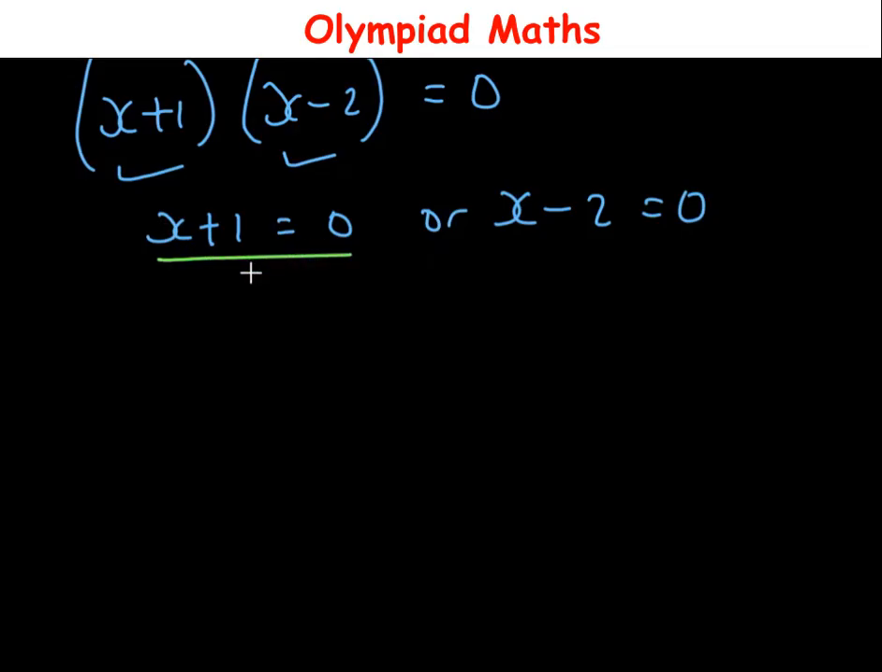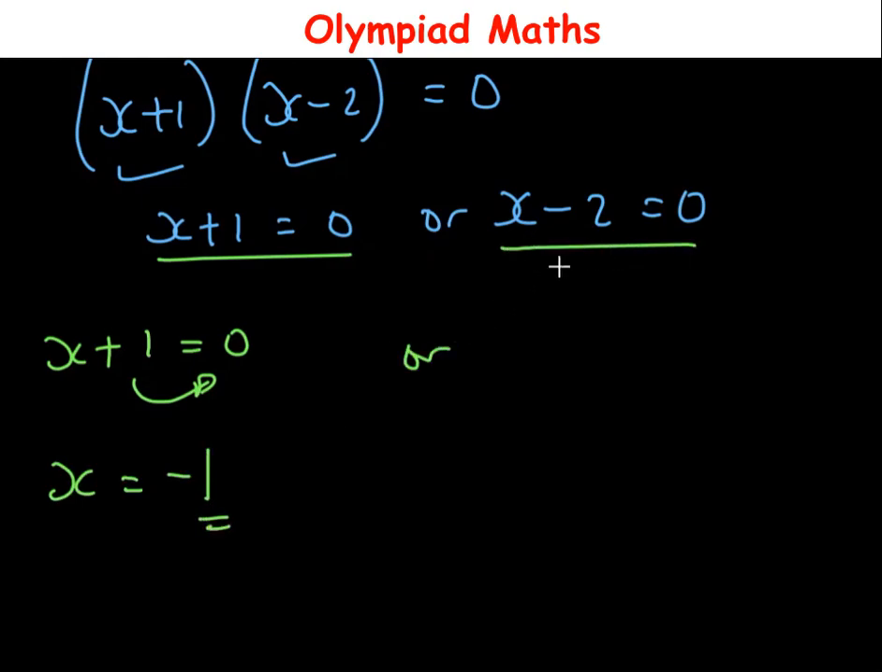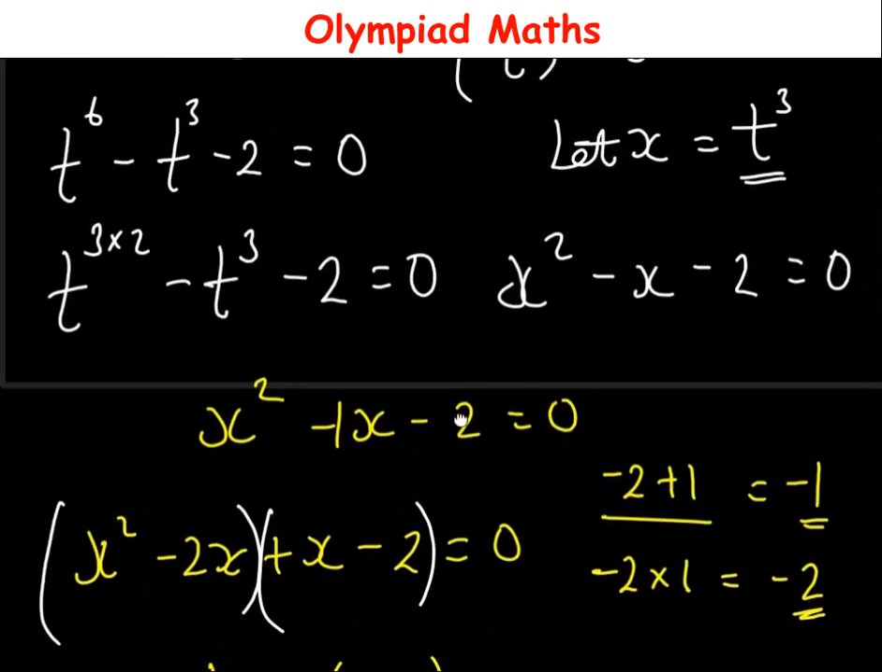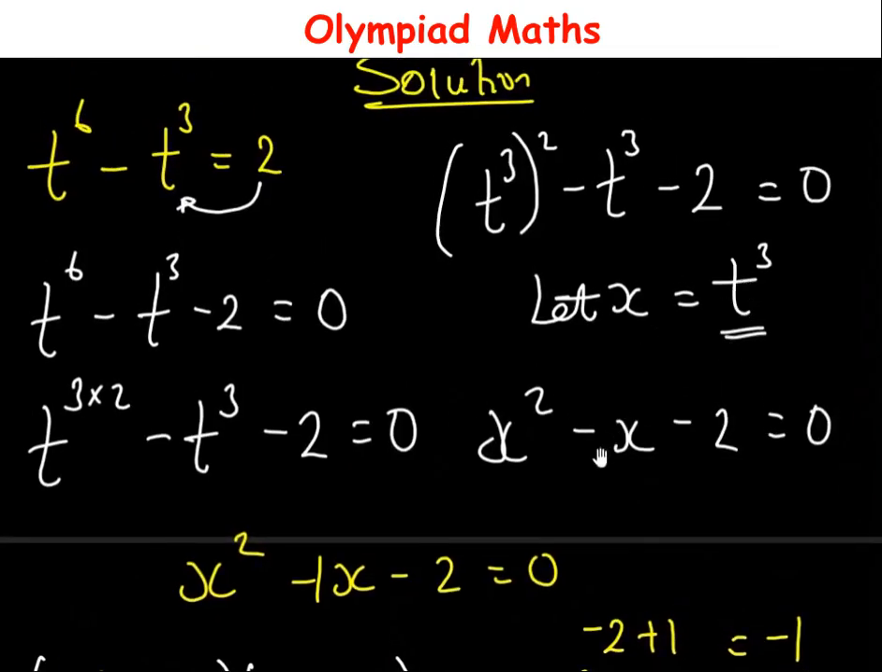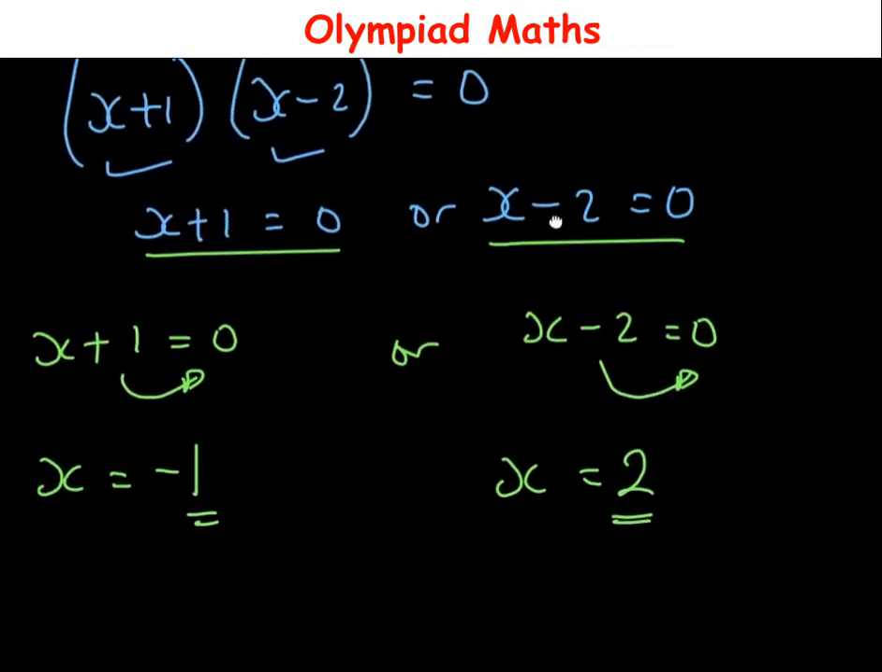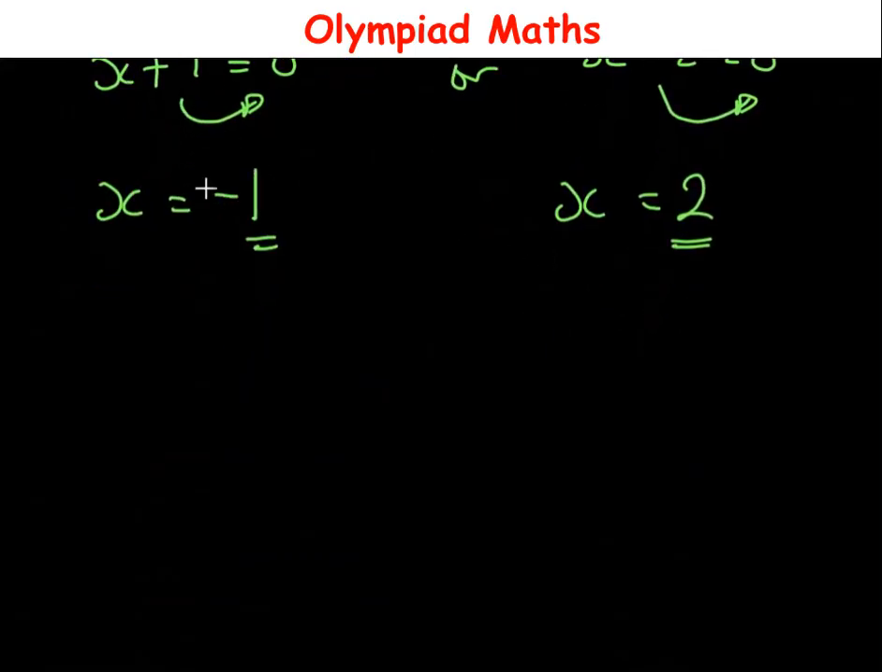So for this first equation, which is x plus 1 is equal to 0, move plus 1 over to this side. The value of x is equal to minus 1. Okay? Or from this other equation, that x minus 2 is equal to 0, move minus 2 over to this side. The value of x is equal to plus 2. Good. Now recall that we said let x equal t raised to power 3, and the goal is to solve for the value of t. So recall that x is equal to t raised to power 3.